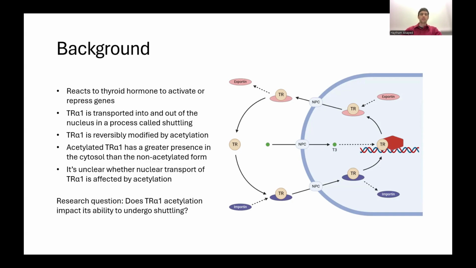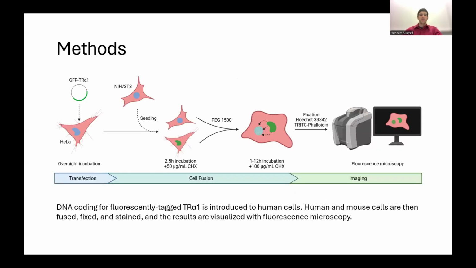So what I'm researching and the question that I aim to answer here is, does TR alpha 1 acetylation impact its ability to undergo this shuttling mechanism? So the method we use to do this is a little bit complicated, so I'm going to try to explain it as simply as possible here.